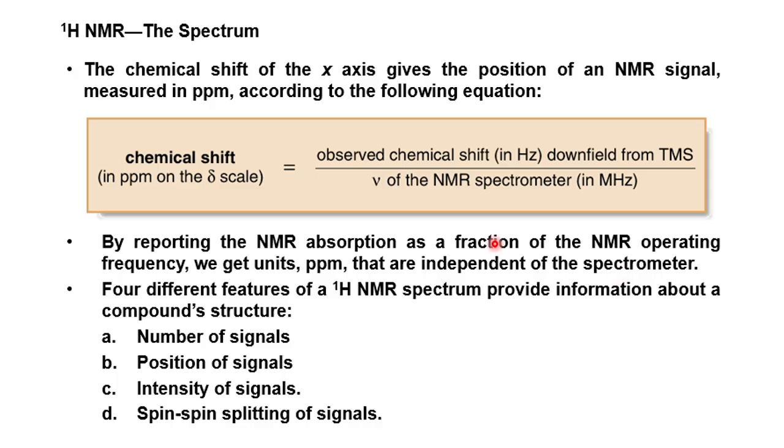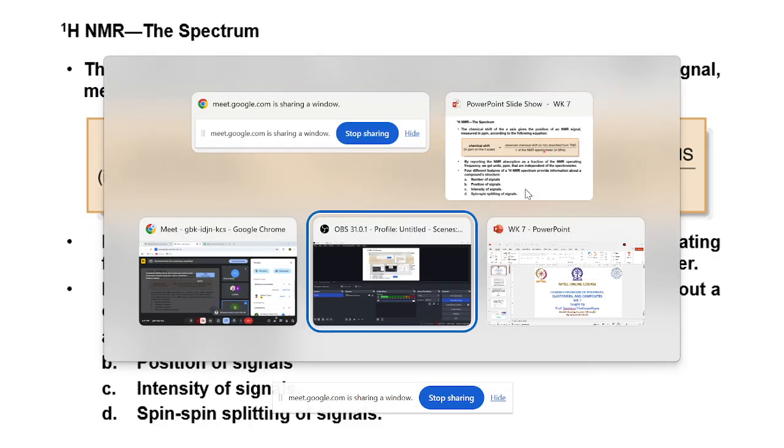Now how is that delta value scaled? The observed chemical shift in Hertz downfield from TMS, that is the difference between TMS and your sample, is divided by the radio frequency, that is how many megahertz. So there is a specification. For example, someone is using a 500 megahertz NMR, someone is using 300, or someone is using 900 megahertz. So if you divide it, obviously now there is no confusion based on your machine.